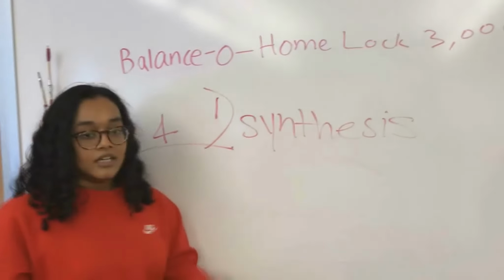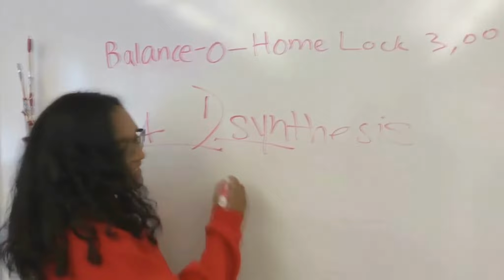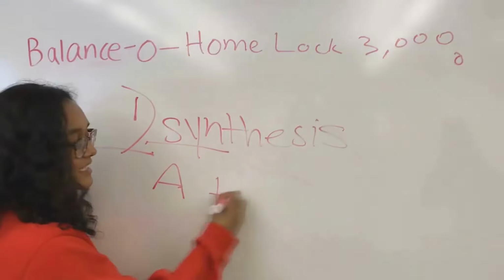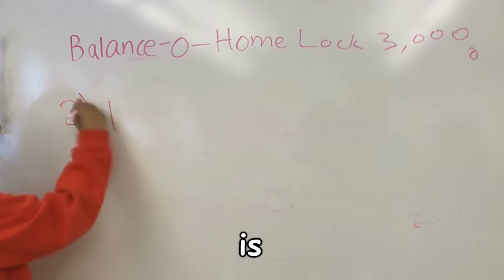If you know anything about the English language, you would know that syn means to put together. So it's like A plus B makes AB. The second type is decomposition.